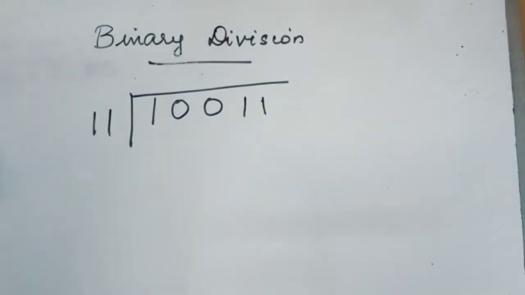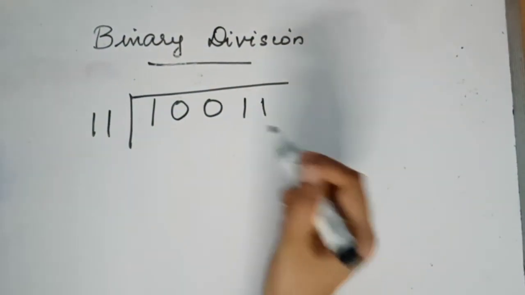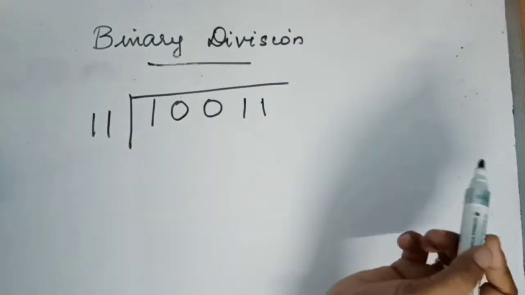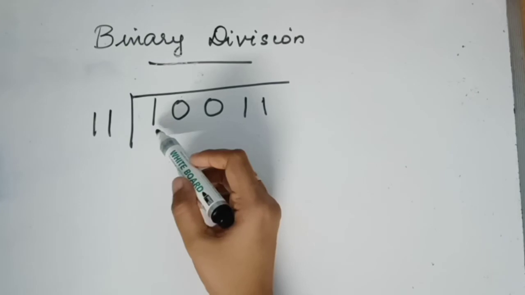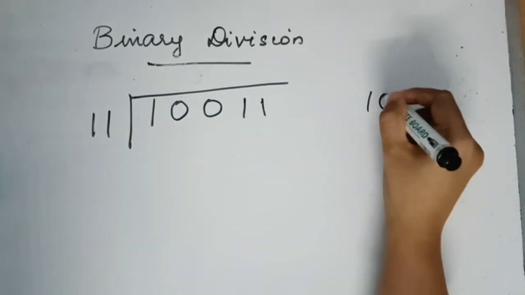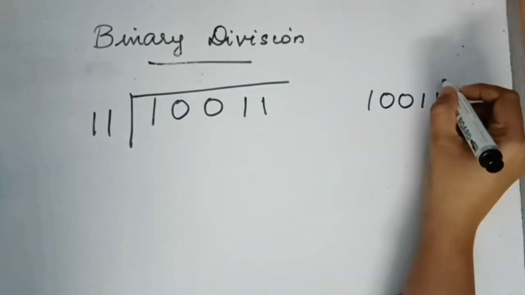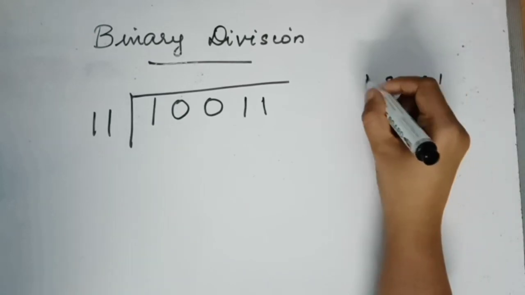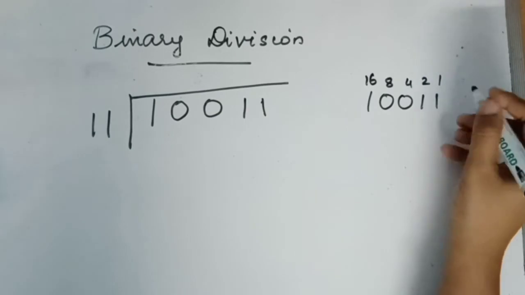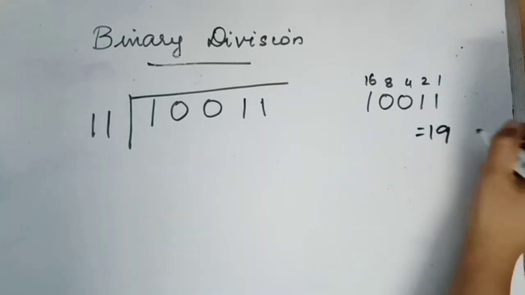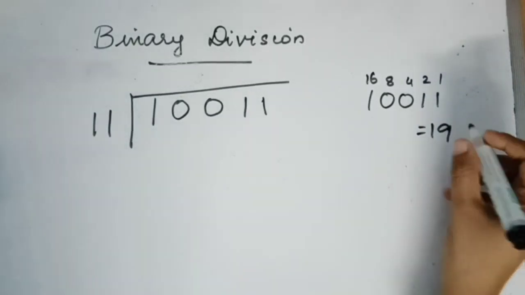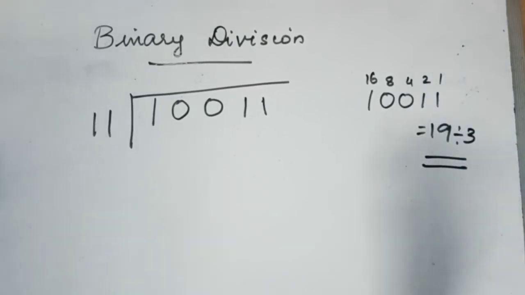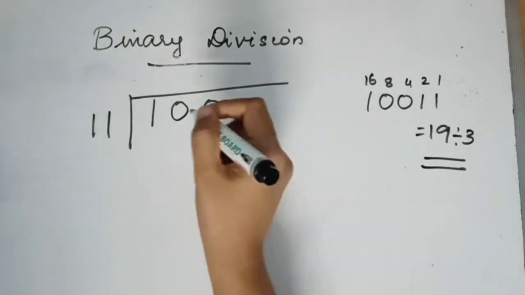Binary division. Here we have taken an example 1 0 0 1 1 divided by 1 1. Now what is this actually? 1 0 0 1 1. So this is 1 2 4 8 16. So 16 plus 3, this is actually 19. And what we are doing is 19 divided by 3.